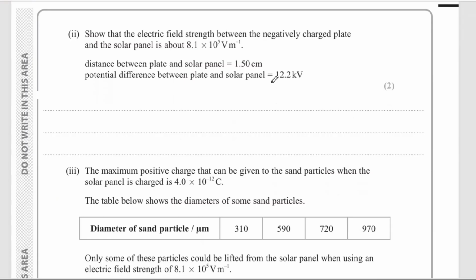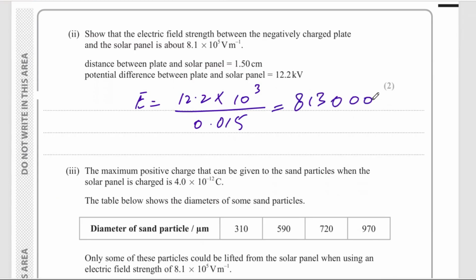solar panel is about this. You've got the D and the V, so you're just going to use E = V/D. 12.2 times 10 raised to the power of 3 divided by D. The D is going to be 1.50, so that's 0.015. You're going to divide it down and you must be having 813,000 volts per meter. Got it?